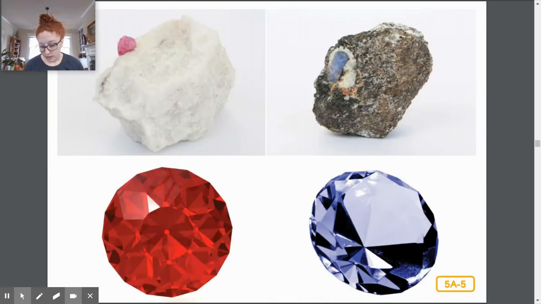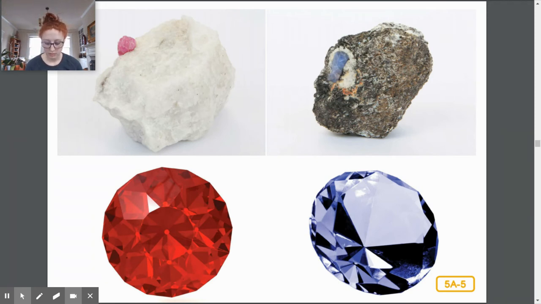Examples of rare gemstones are varieties of corundum. Corundum, I think that's how you say it. A mineral composed mostly of aluminum and oxygen. A gemstone is a stone that is cut and polished to be used in jewelry.